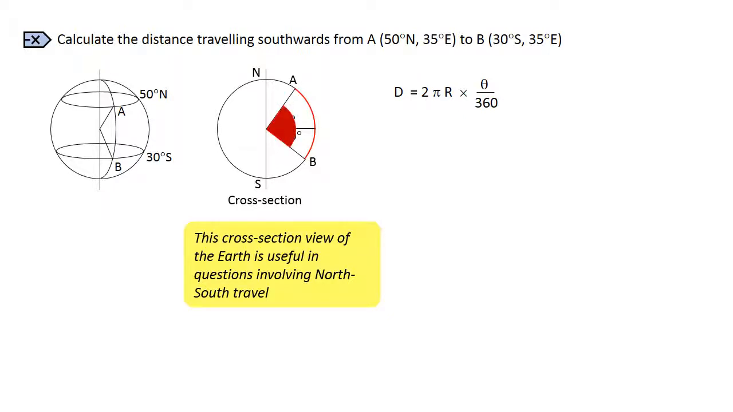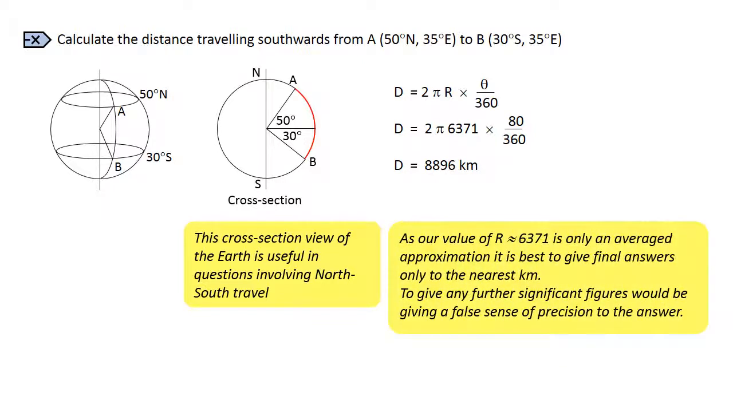In this case, theta is found by adding together the latitudes north and south of the equator, so it will equal 80 degrees. R is the radius of the Earth, 6,371 kilometres. Once you've substituted the numbers into the formula, it's a simple matter to calculate the distance in kilometres. It's valuable to realise that as our value for the radius of the Earth is only an approximate, it's best to give final answers only to the nearest kilometre. Let's work some more examples.